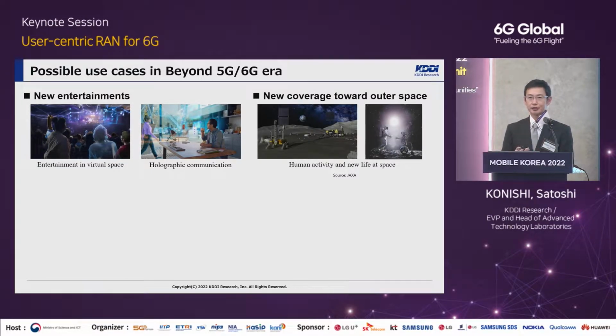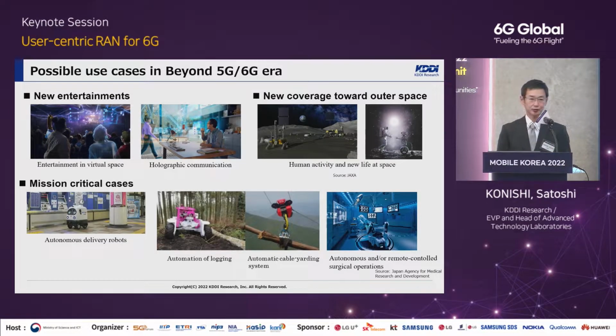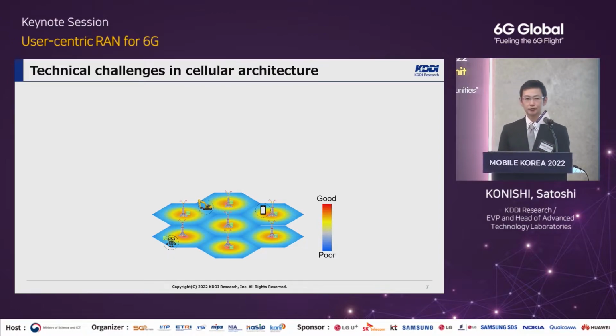The other direction is new coverage areas, including not only sky, but also sea and, in the future, outer space. The last one is mission critical services. Mission critical services are well known as one of the important use cases for 5G, not 6G. But in fact, we have to admit that we cannot realize mission critical services well yet. So I'd like to focus on this situation where mission critical services are not realized yet. There are multiple reasons why we haven't yet realized mission critical services.